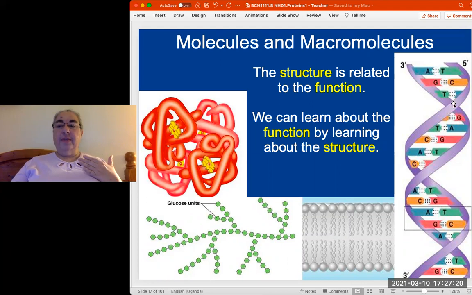For instance, when we come to study nucleic acids, we'll learn about the double helix structure of DNA and how important it is that that's a double structure, two strands carrying information. In a few lectures' time, we'll learn about hemoglobin and learn about how the structure of this protein allows it to carry out its function of carrying oxygen around the body.